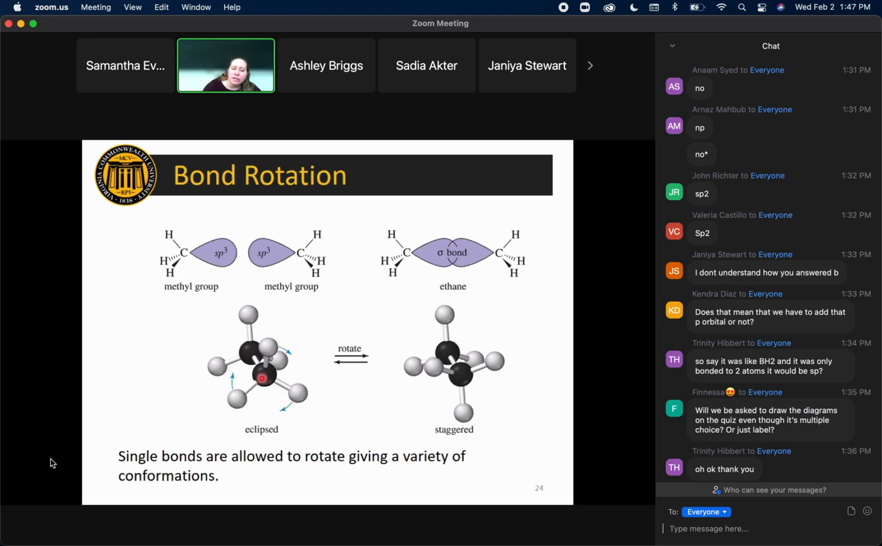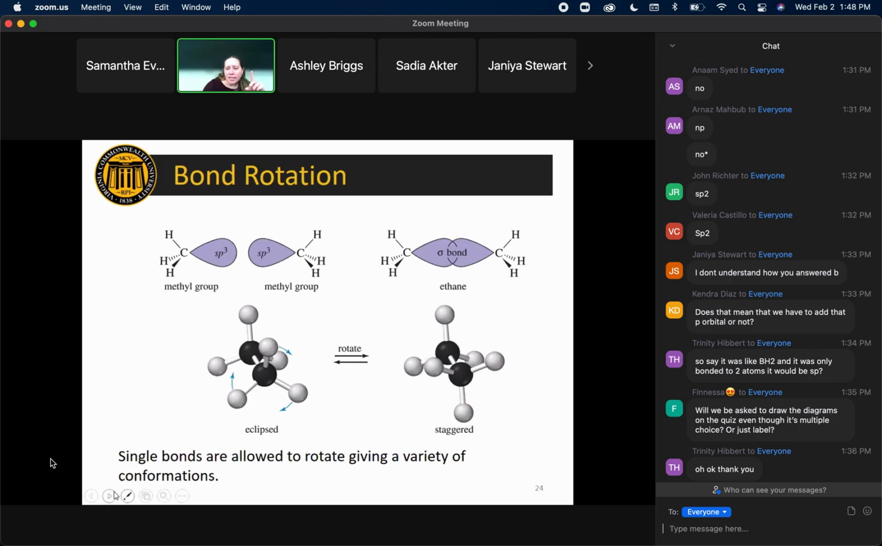And the reason it can rotate around is because the carbon-carbon bond electron density is all in between those two carbon nuclei, like the axle on a car. And so you can rotate one side and not the other. Basically, it can rotate around this bond.